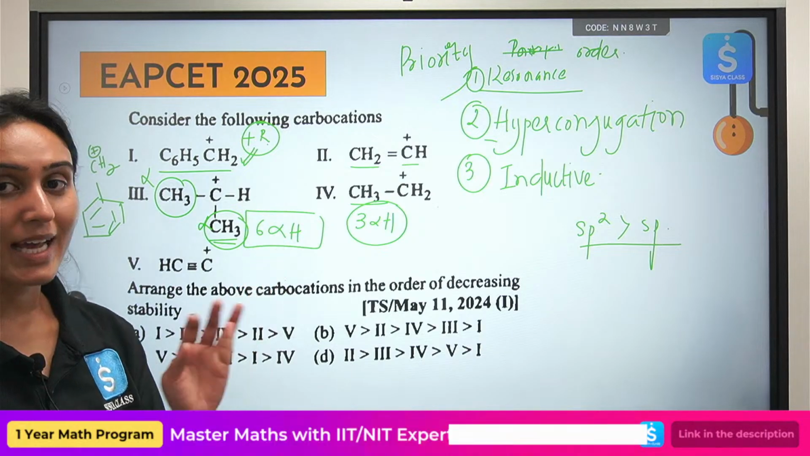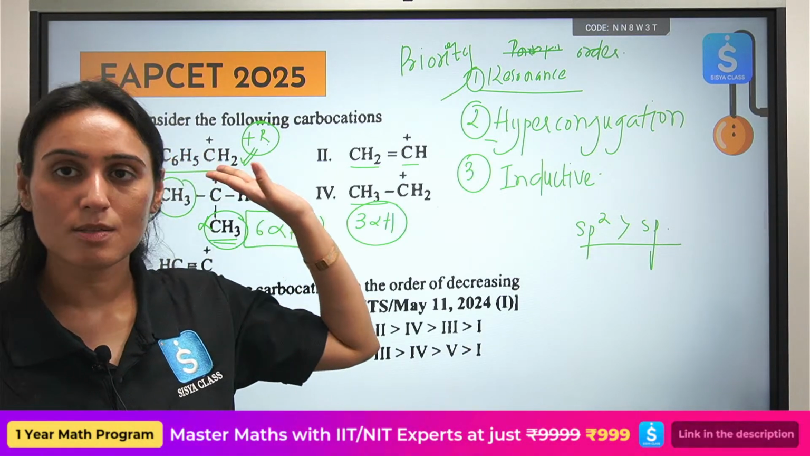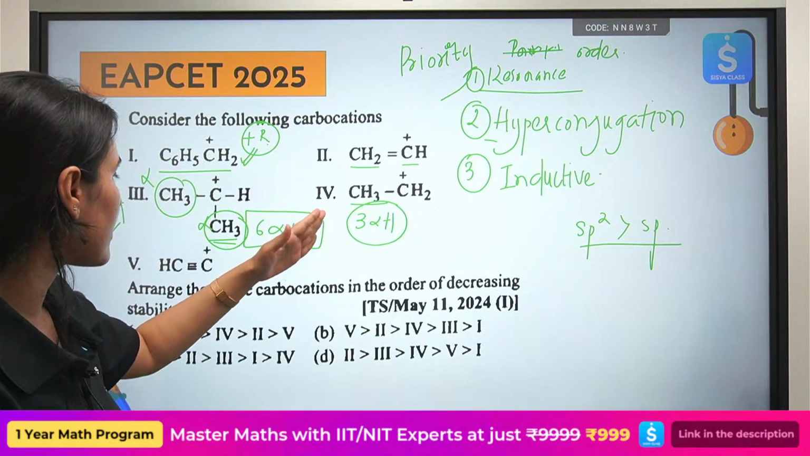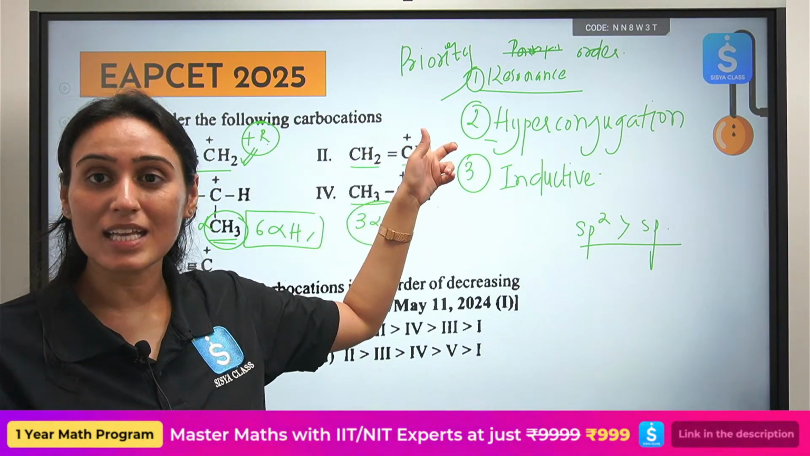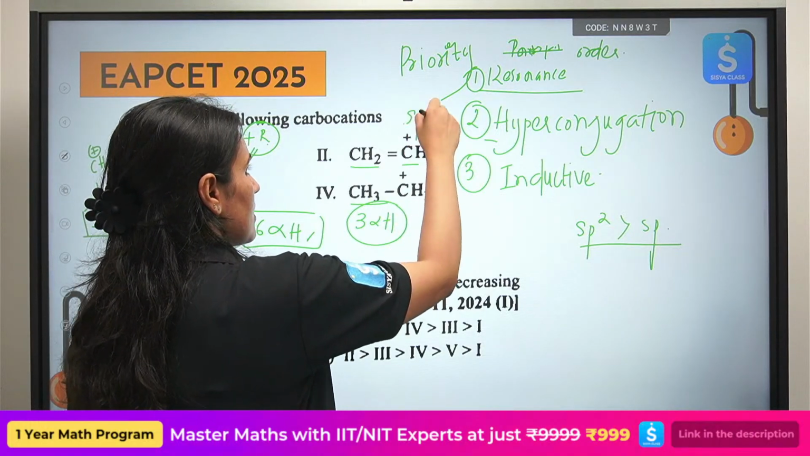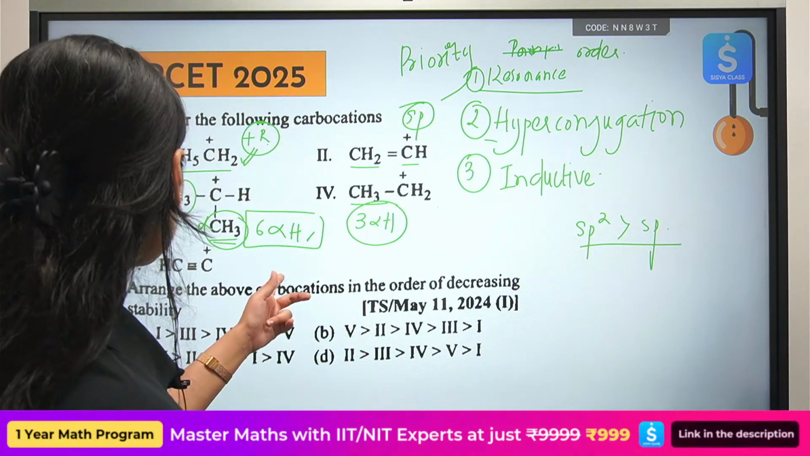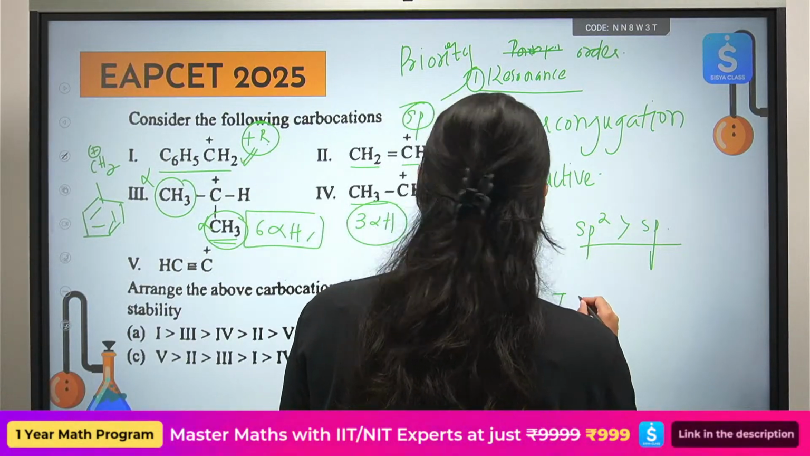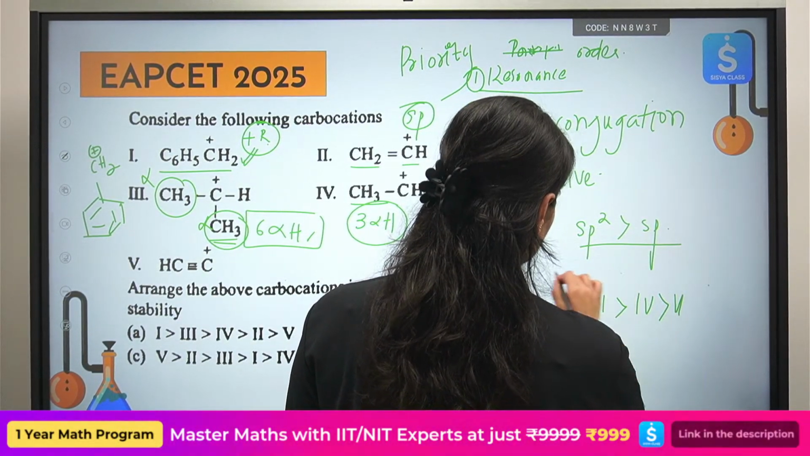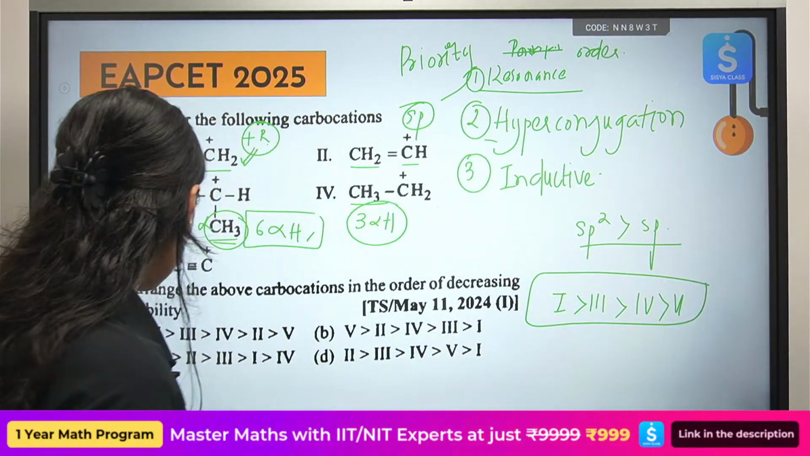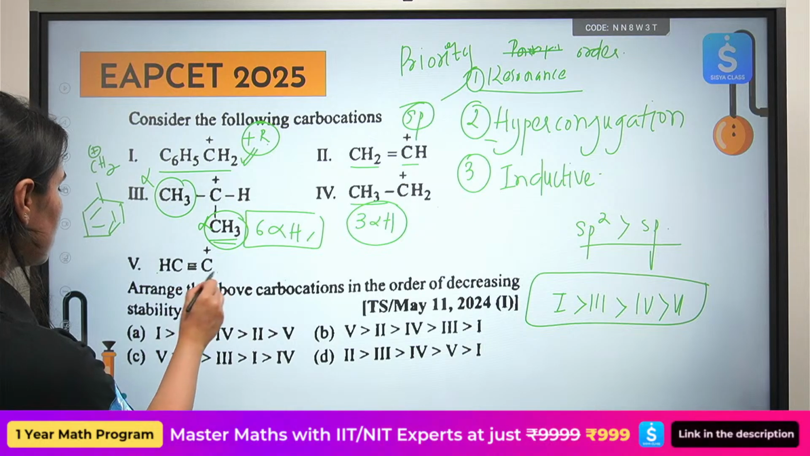So if I want to write the stability order, at the first position I will have resonance because of the phenyl ring. Then hyperconjugation because of 6 alpha hydrogen. Then 3 alpha hydrogens. And finally, sp hybridized carbocation. Okay. So your correct order will be first, then third, then fourth, and then second. First, third, fourth, second.